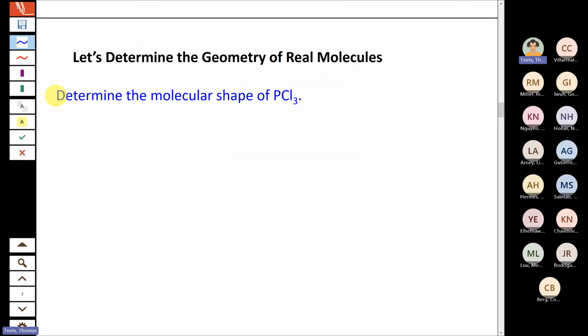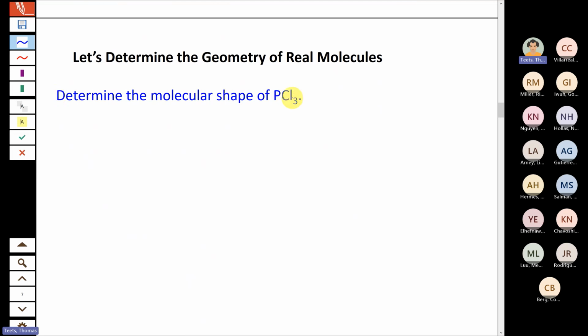So if we want to determine the molecular shape of PCl3, that's the question asked. Again, that's going to require us to at least draw a Lewis structure that has the correct number of lone pairs on the central atom. We don't really care about double bonds, triple bonds as much in the case of VSEPR. That's not our primary concern, but we have to have the right number of electron groups around the central atom.